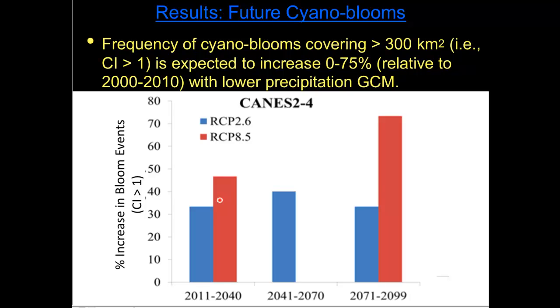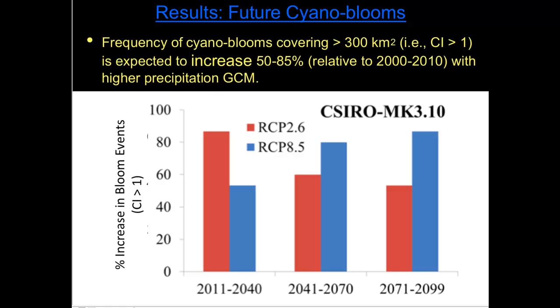In contrast to that, we can also look at the GCM that predicts some of the greatest increases in precipitation in the future in the spring. And here you'll see that there's a lot more agreement, a little bit less variability. So you see that everything's coming in with a greater than 50% increase in bloom events, some as high as 85%. So everything here is between 50 and 85% increase.